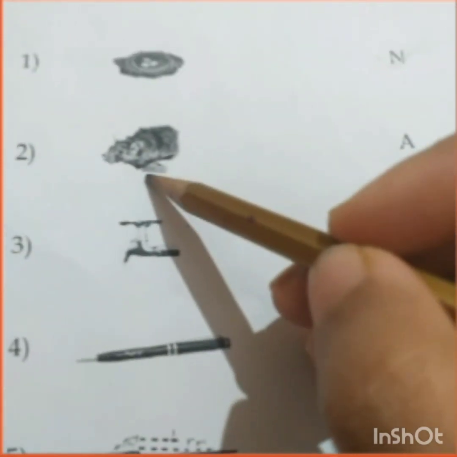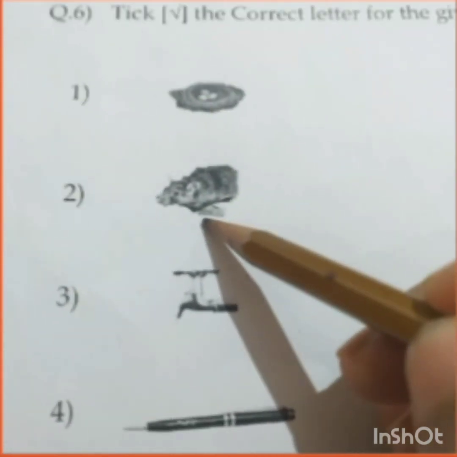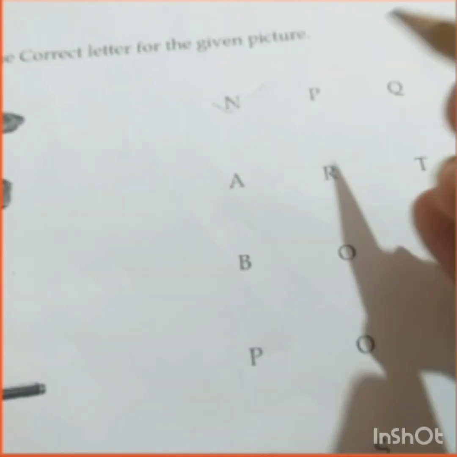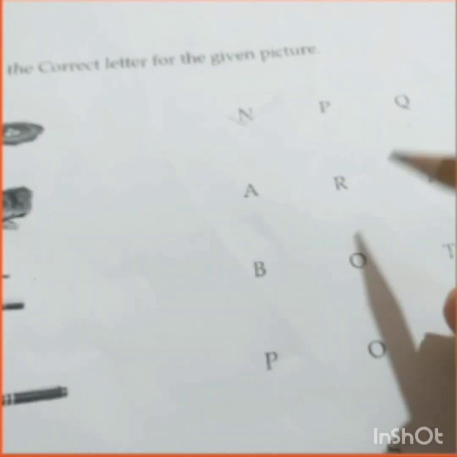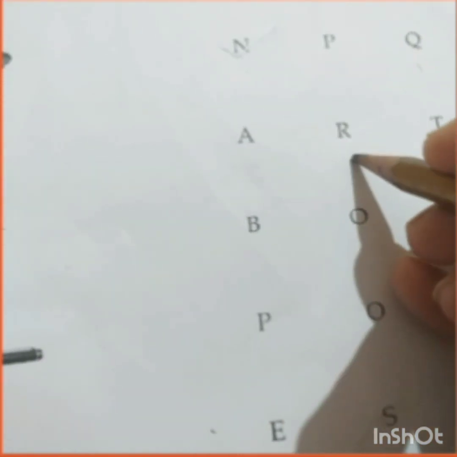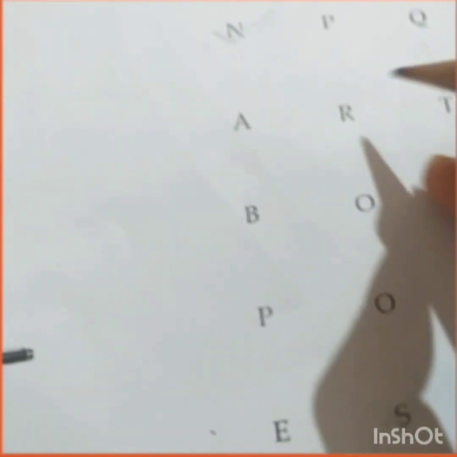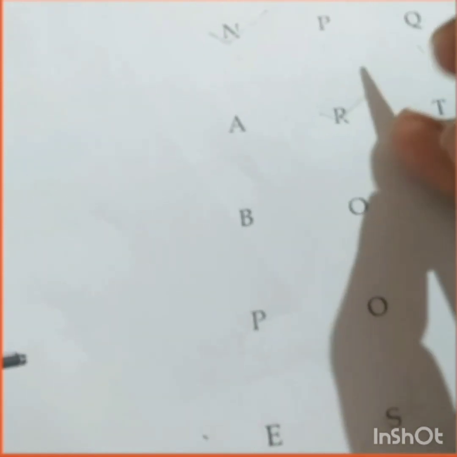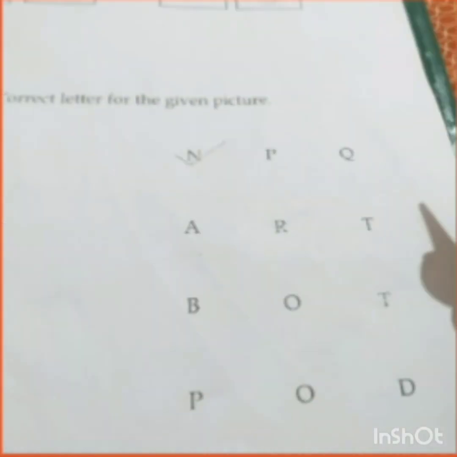The next one is rat. Which picture is it? It is a rat. So, rat comes from which sound? R sound. So, the sound comes from R. Here it has been given capital A, capital R and capital T. So, it's a capital R. R is for the rat.